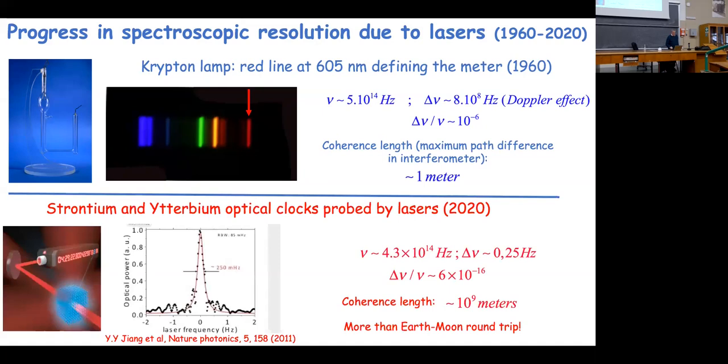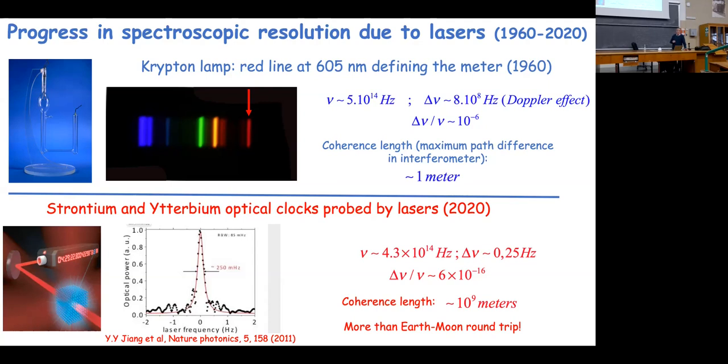Now, 60 years have passed, and I show you here the best lasers we have today. I will discuss them more in the following lectures. These are the lasers which are now used in atomic optical clocks. You see here the line width. When you scan the laser, you have a width which is now 0.25 hertz as compared to the 10 to the 9 hertz that you had before. This means now that delta nu over nu is 6 parts in 10 to the 16. And the coherence length is 1 billion meters, 10 to the 16 wavelengths of light. 1 billion meters, that's more than the distance from the Earth to the Moon and back.